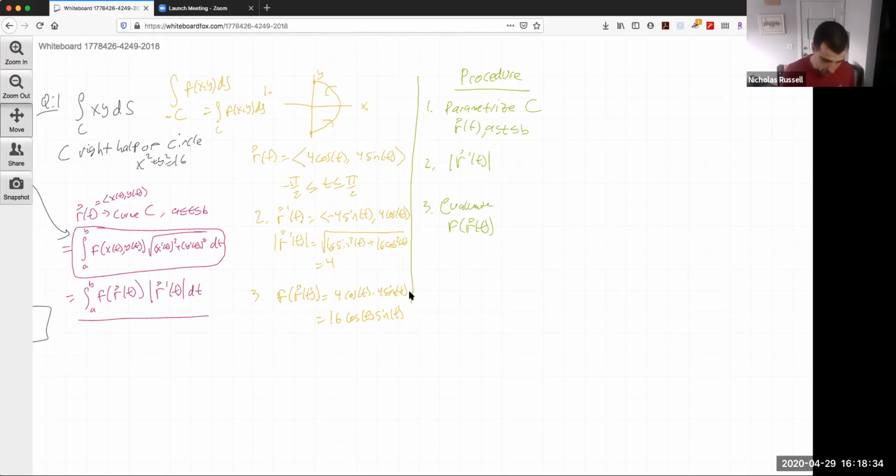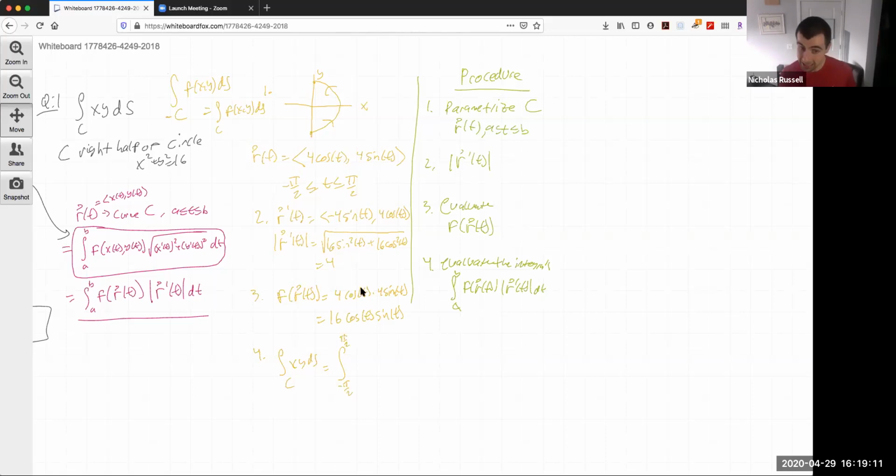And lastly, I know this is a really long part. Just evaluate the integral now. So evaluate the integral from a to b of f of r of t, magnitude of r prime of t, dt. And so let us do that right now. The integral of xy ds over my curve C can now be written in my parametrization as the integral from negative pi over 2 to pi over 2.